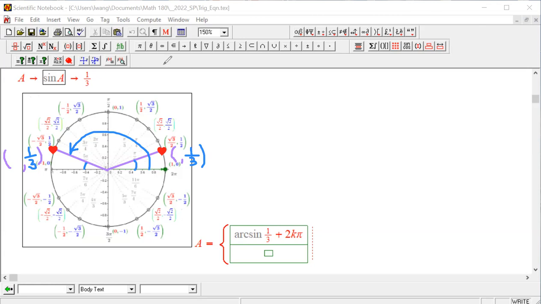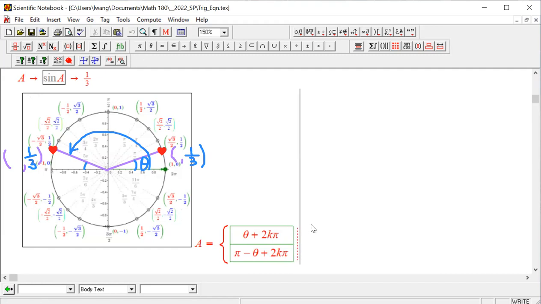If I call this piece theta, hopefully that will make you see better. So this is theta, and the other terminal would just be pi minus theta. That's where it terminates over here in the second quadrant, and then plus 2k pi, and of course k would be any integer.